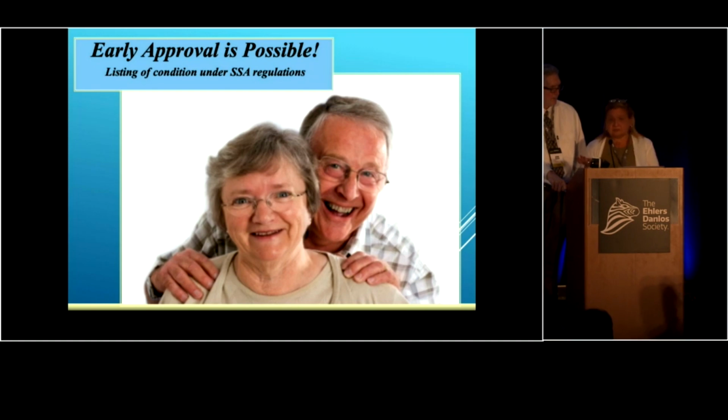Okay, Ehlers-Danlos is not in the listing of impairments. So we already kind of have a battle to begin with. But again, most people are going to be denied the first time. I think the statistic is maybe only 25% of people that apply the first time are going to be approved. And again, if they are, they're probably going to hit that listing of impairment pretty much on point.